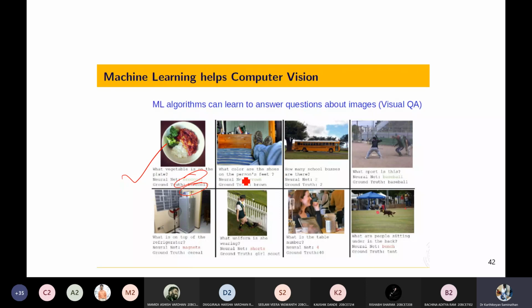What color are the shoes of the person? My neural network says brown. Ground truth is also brown. What is she wearing? Neural net says shorts. Ground truth is also shorts. These kinds of things are possible with ML, because the training, n number of learning, has happened.